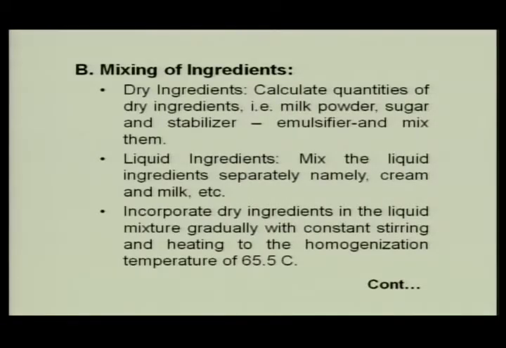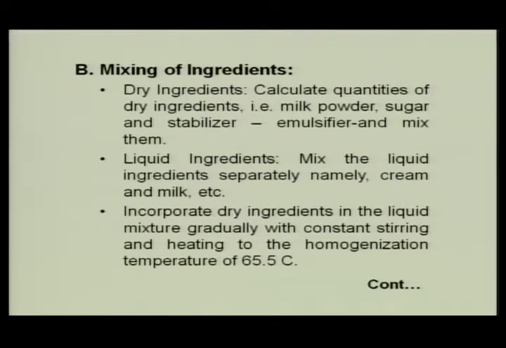The next is the mixing of the ingredients. We take the dry ingredients first and mix them properly, that is milk powder, sugar and stabilizer. Then we take the liquid ingredients and mix them separately, namely cream and milk. Now, incorporate the dry ingredients into the liquid ingredients gradually with constant stirring, and heating should be done till we get the homogenization temperature, that is around 65 to 60 degrees centigrade.